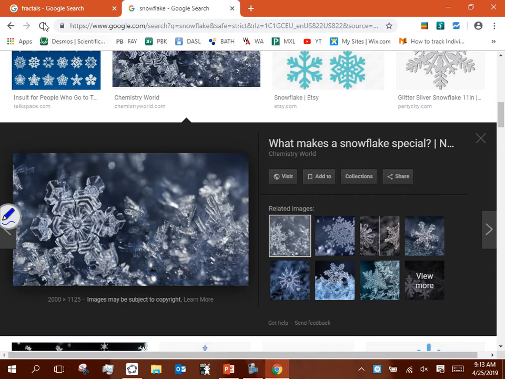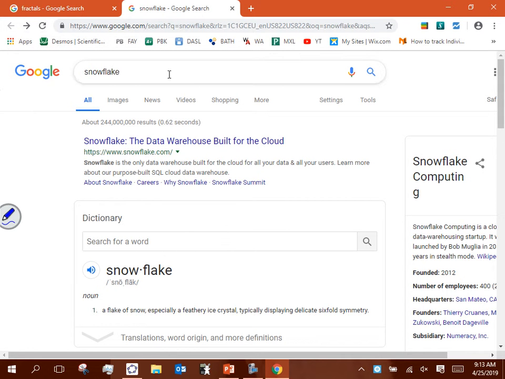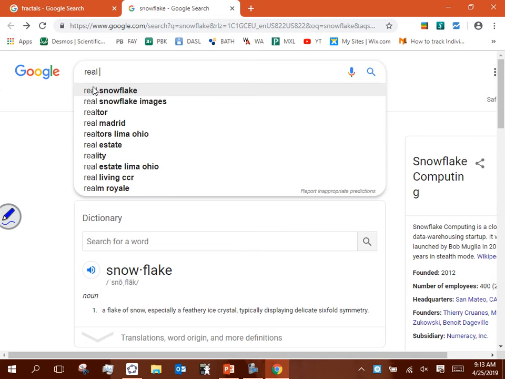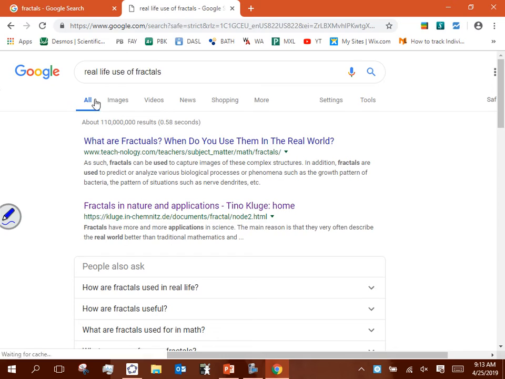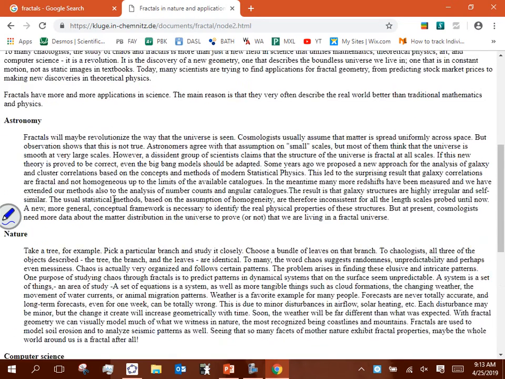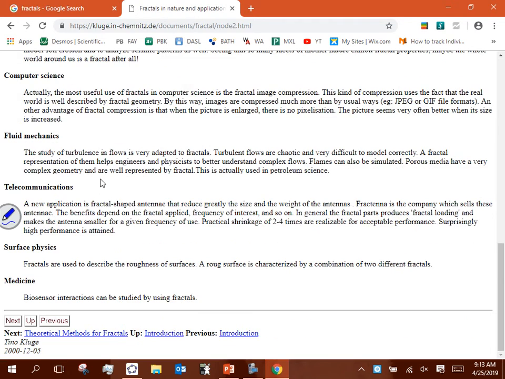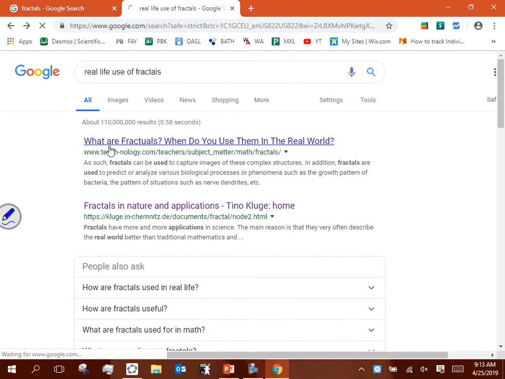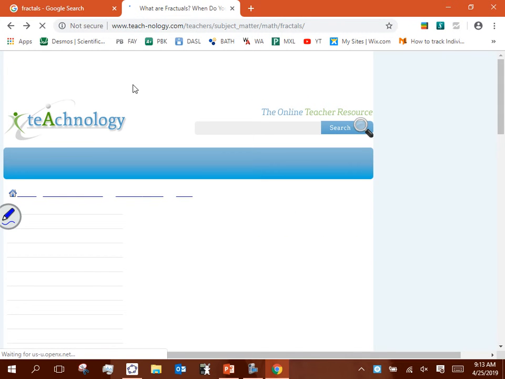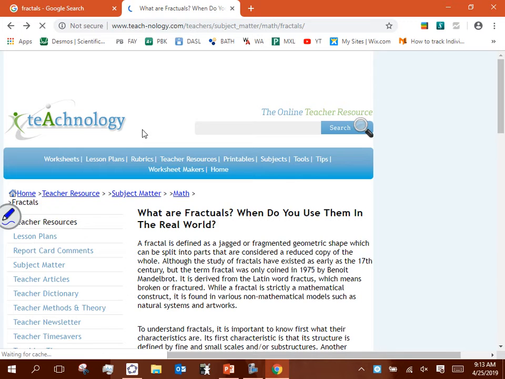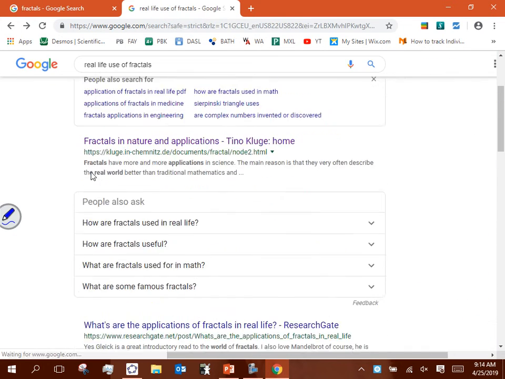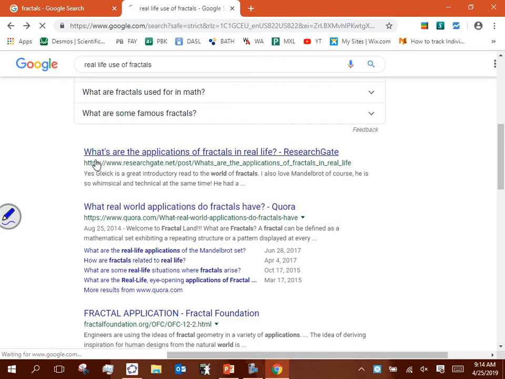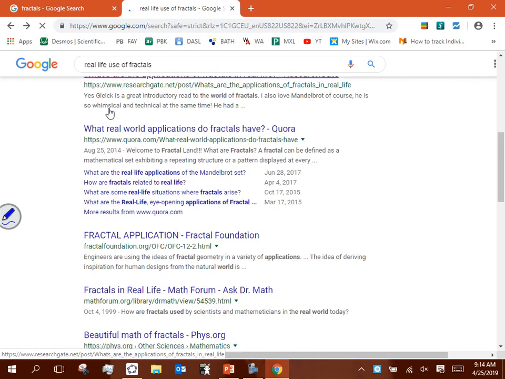But fractals are very useful. Let's see if I can get a real life use of fractals. Let's see if we get some images here. Not fractals, that says fractals. Last class I had some pictures here.